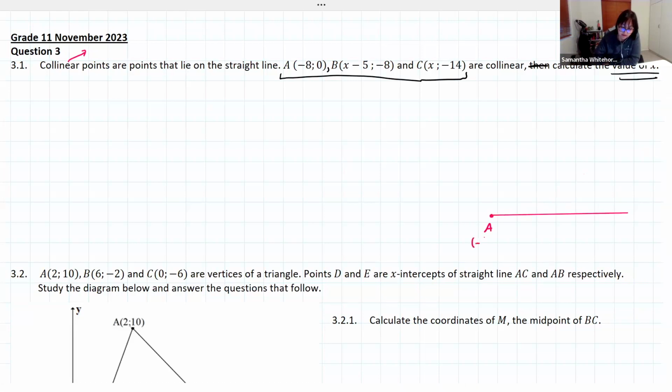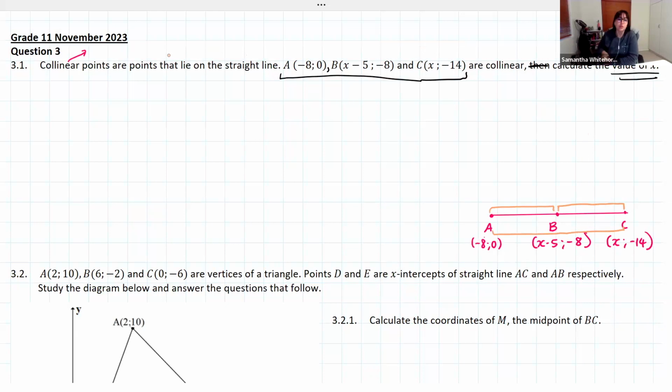You've got point A, -8, 0. Point B, x -5, -8. Cool. And point C, x -14. They are all on the same straight line. So the gradient between A and B will be exactly the same as the gradient between B and C, which will be exactly the same as the gradient between A and C.